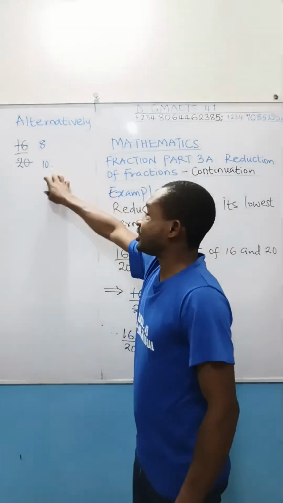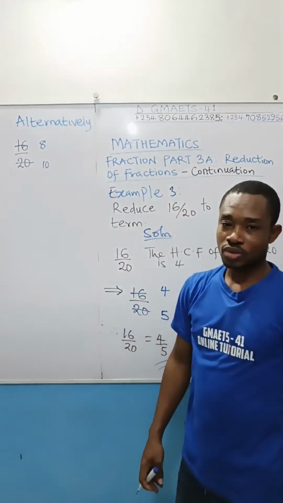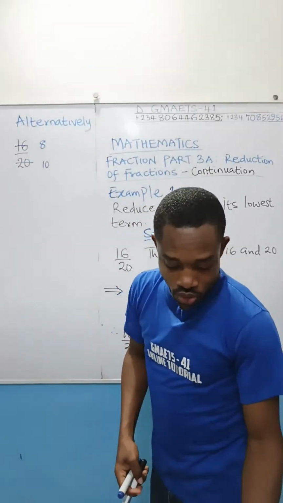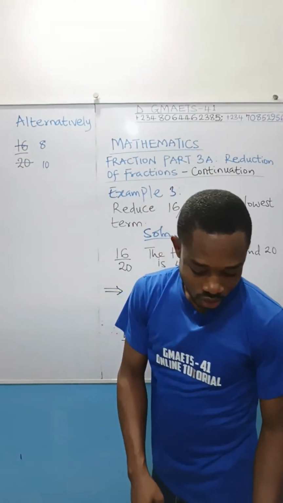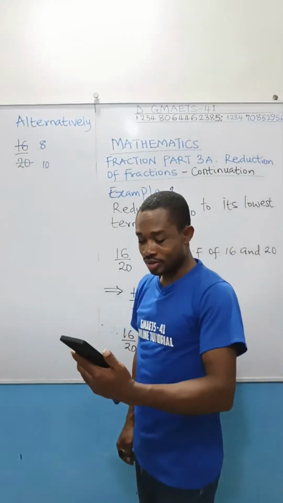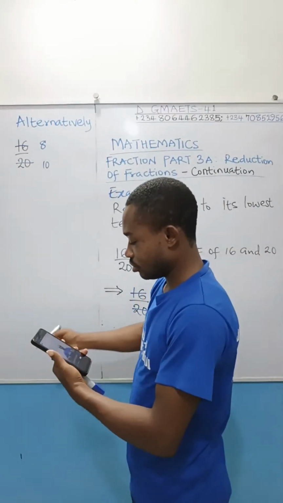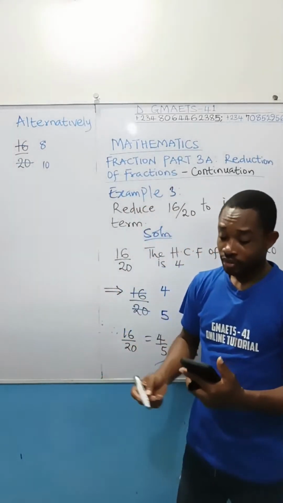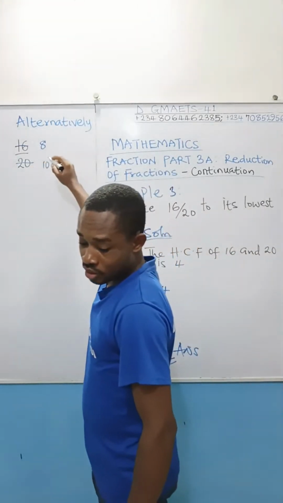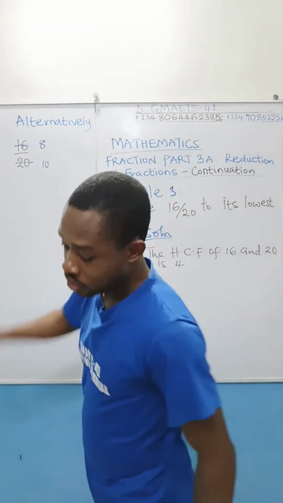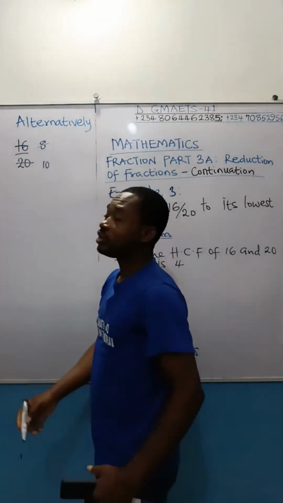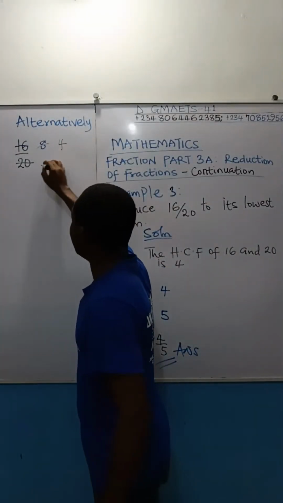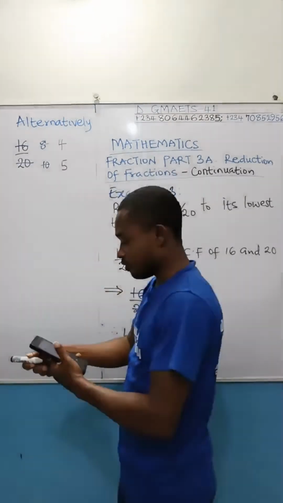This 8 and 10 can still be reduced. 2 can still reduce 8 and 10, so I'll use 2 to reduce. 2 can divide 8. If 2 divides 8, you're going to get 4. 2 can divide 10, you get 5.